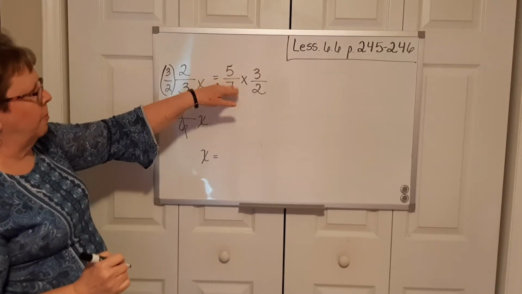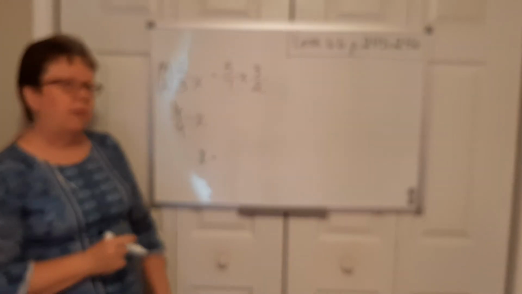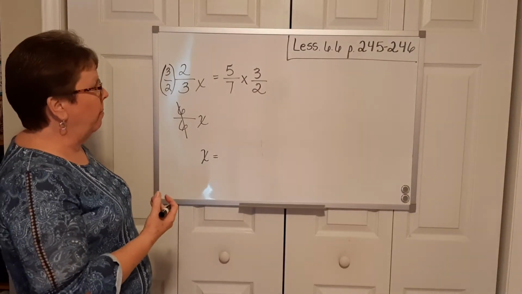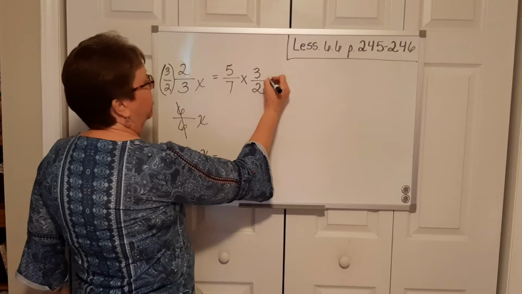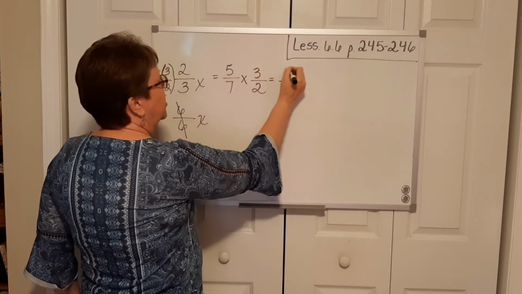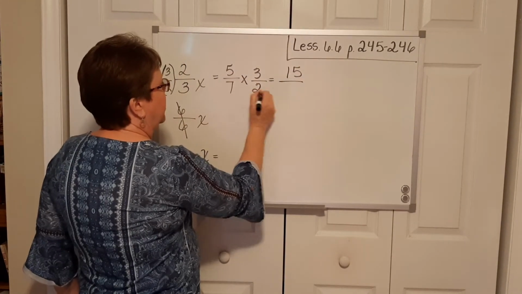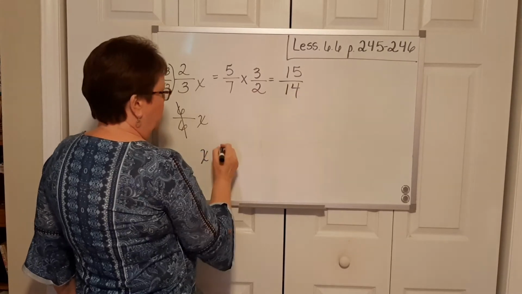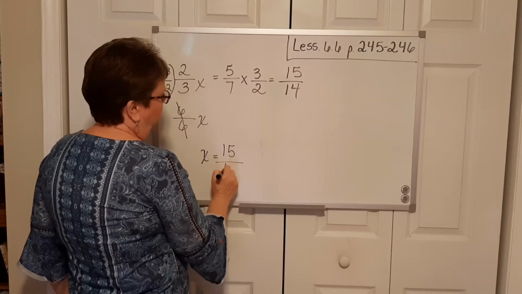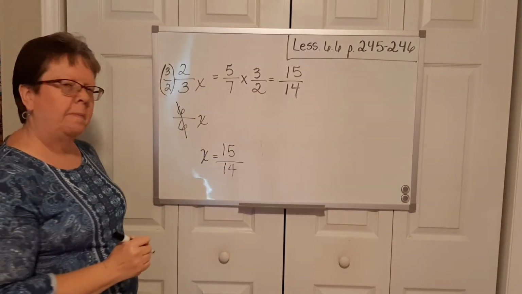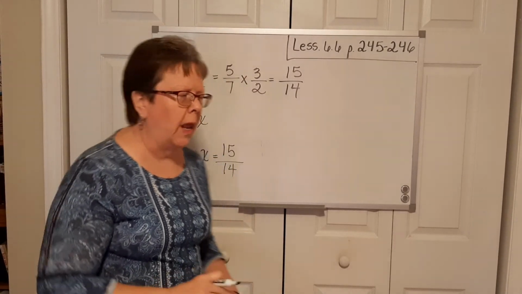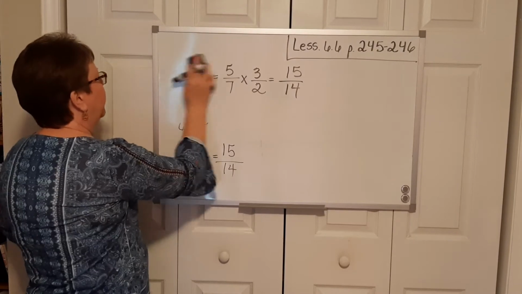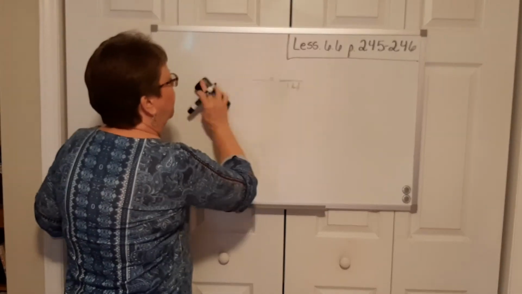So now let's multiply this out. Always look to see if you can cancel, if that will help you. Okay, on this particular problem, we can't cancel, so we're just going to multiply it out. 5 times 3 is 15. 7 times 2 is 14. So your answer is 15 over 14. Okay? You don't have to reduce that improper fraction, but if you would like to, that would be okay as well. Okay? All right, let's do one more together.